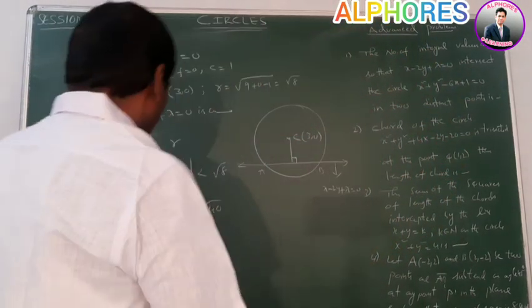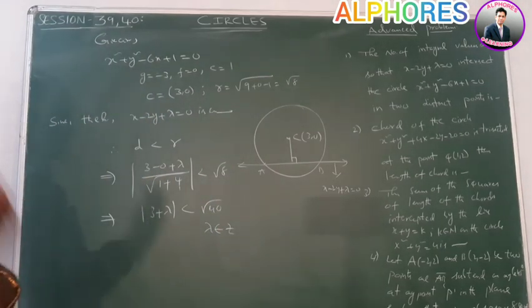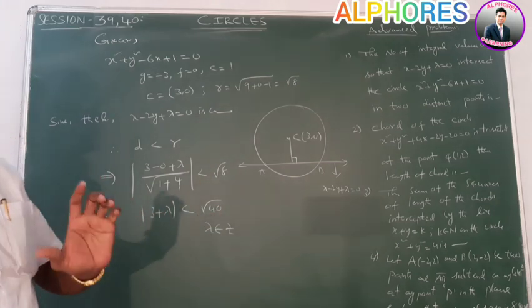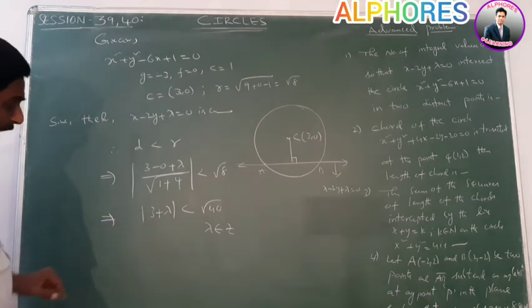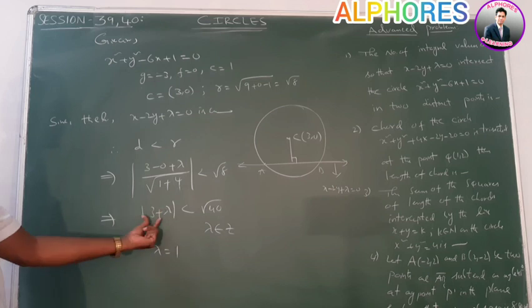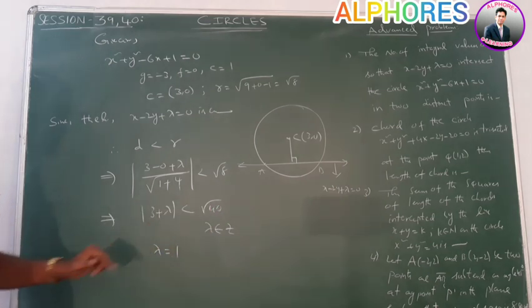Now we find the possible values of lambda, and at the same time these are integral values. Now lambda belongs to Z. We find the number of integral values of lambda such that this is true. Now we find the positive values. Suppose lambda is equal to 1. 3 plus 1 means 4, 4 means root 16. Root 16 is less than root 40. It is true. Lambda is equal to 1 is satisfied.